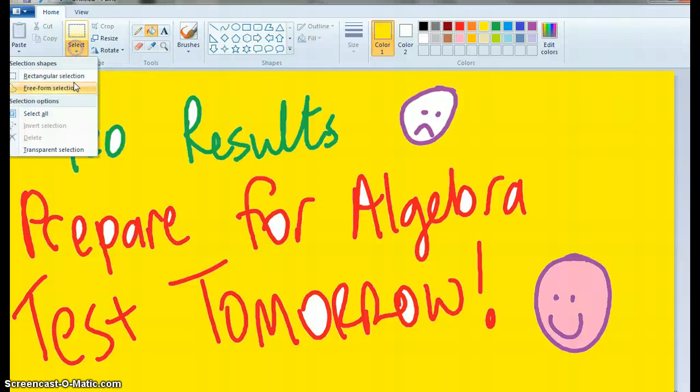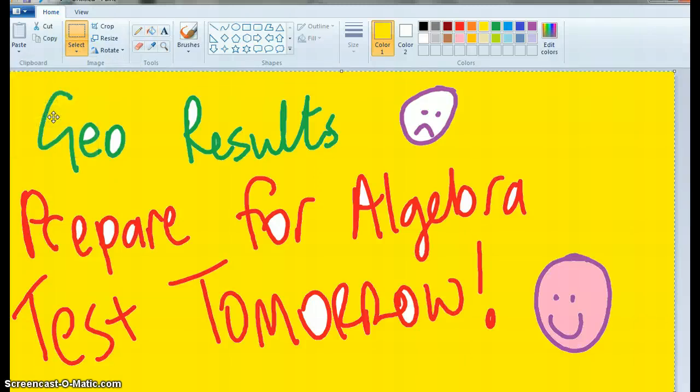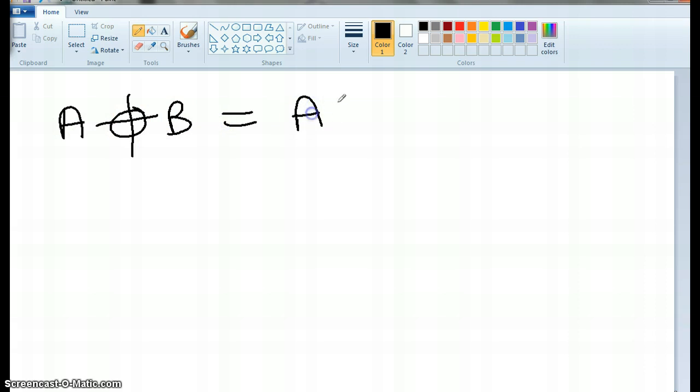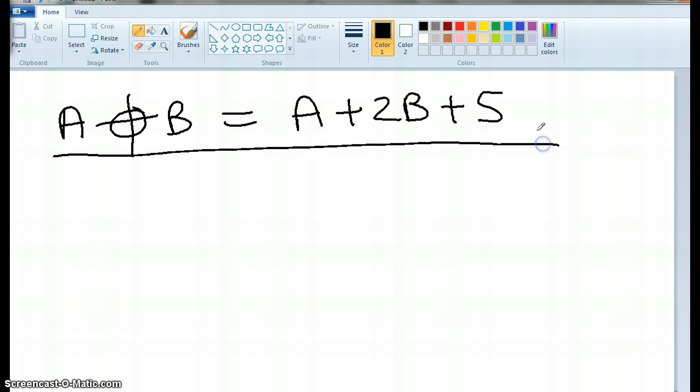So the first question I'm going to do was very sensibly suggested that I do one like it, because it was one that last year the kids found quite tricky. So let's say that A, funny weird symbol B, equals A plus 2B plus 5. This is just a made up thing. So I've just made this new operation.